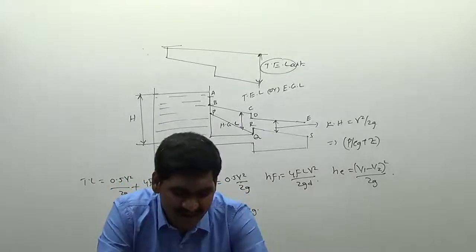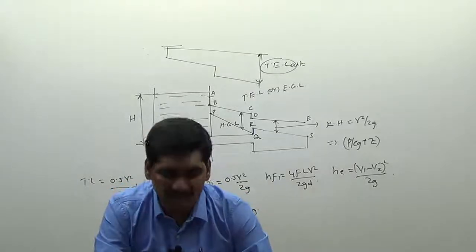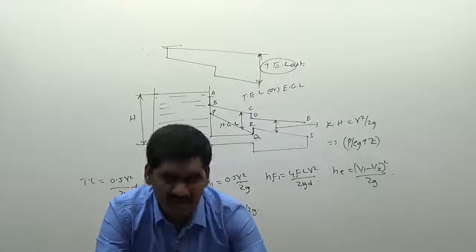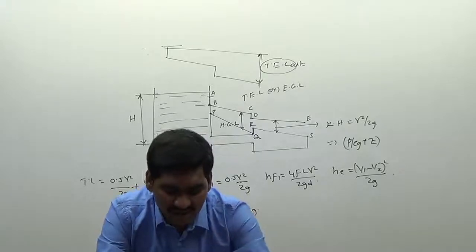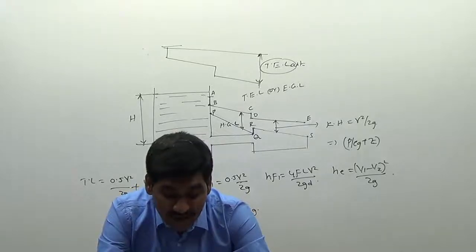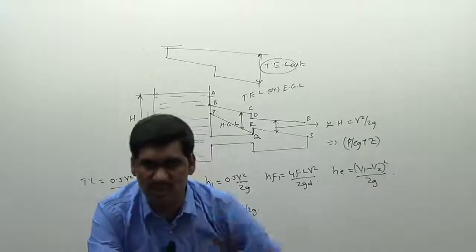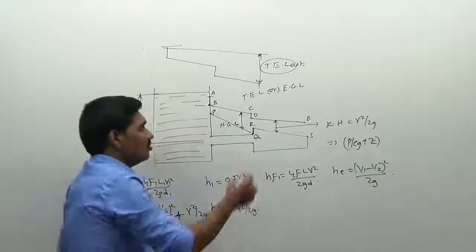Okay, the hydraulic gradient line may rise or fall depending upon the pressure changes. Third one, the hydraulic gradient line always lies below the energy gradient line, and the vertical intercept between the two is equal to the velocity head, as I told. Okay, you can see we have two lines here.